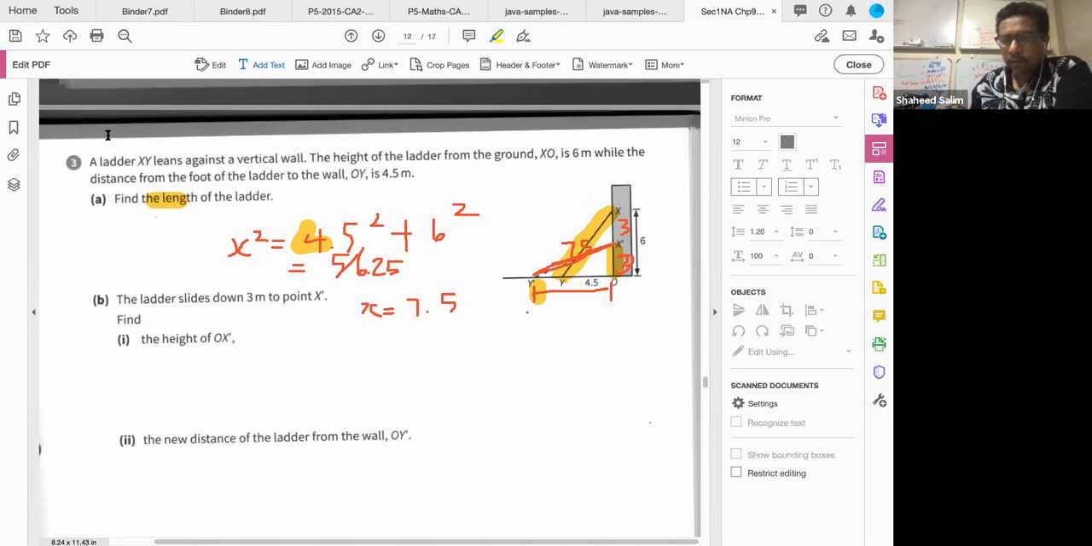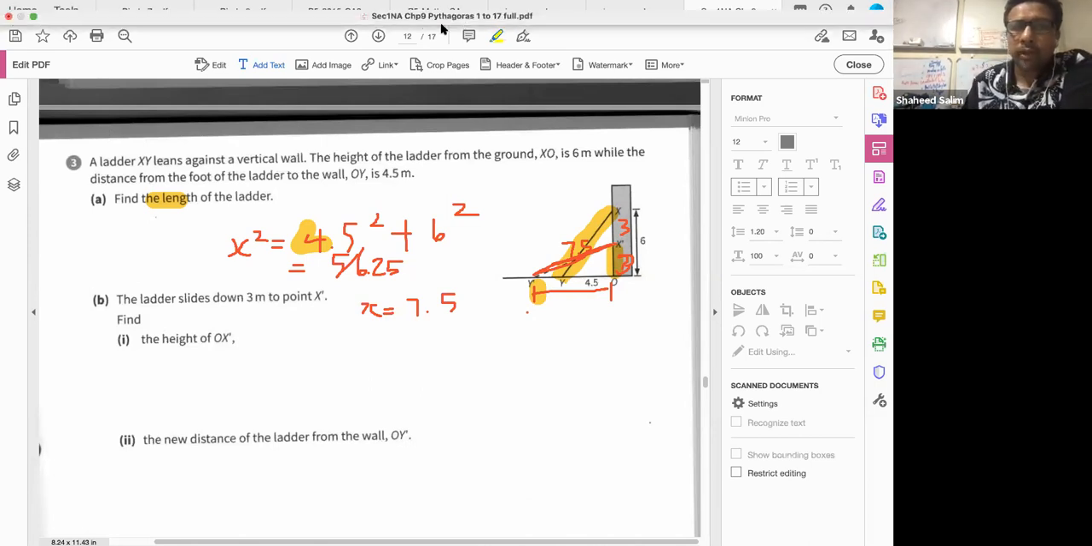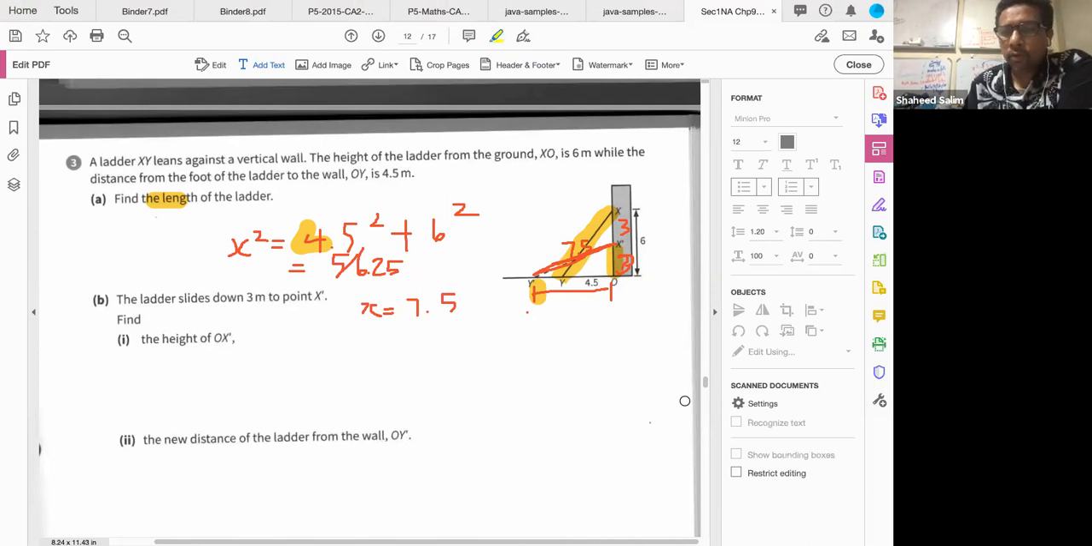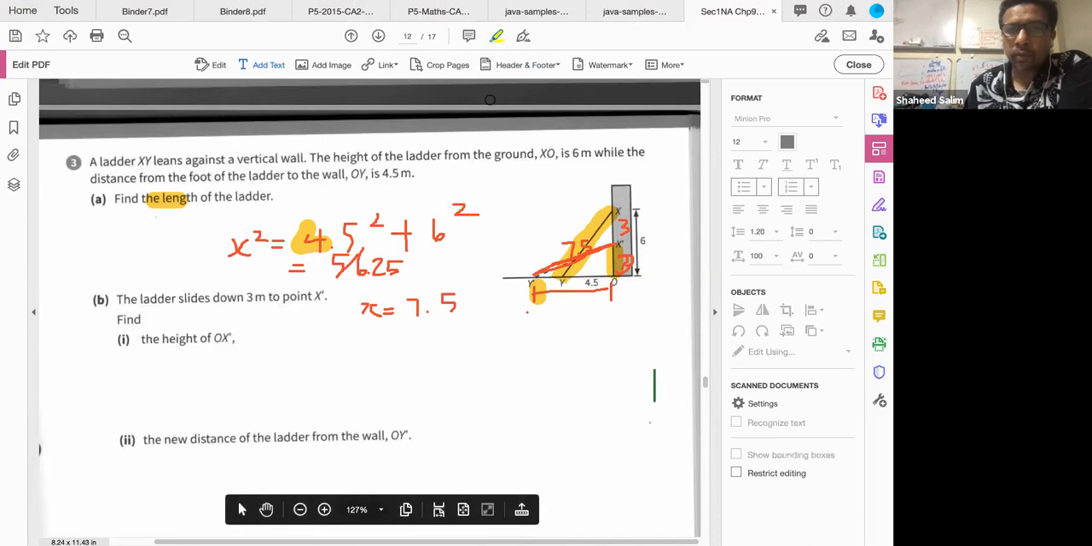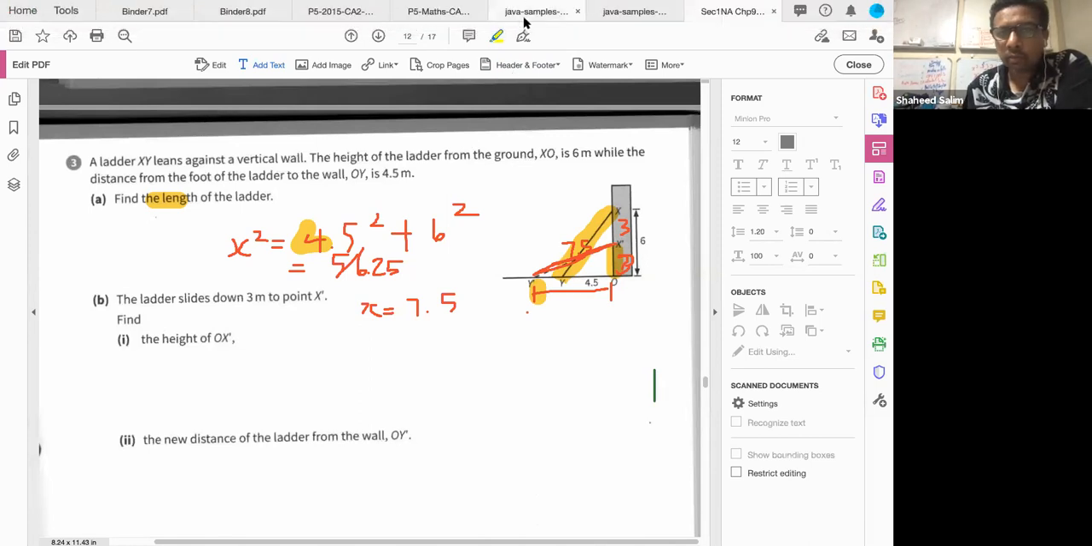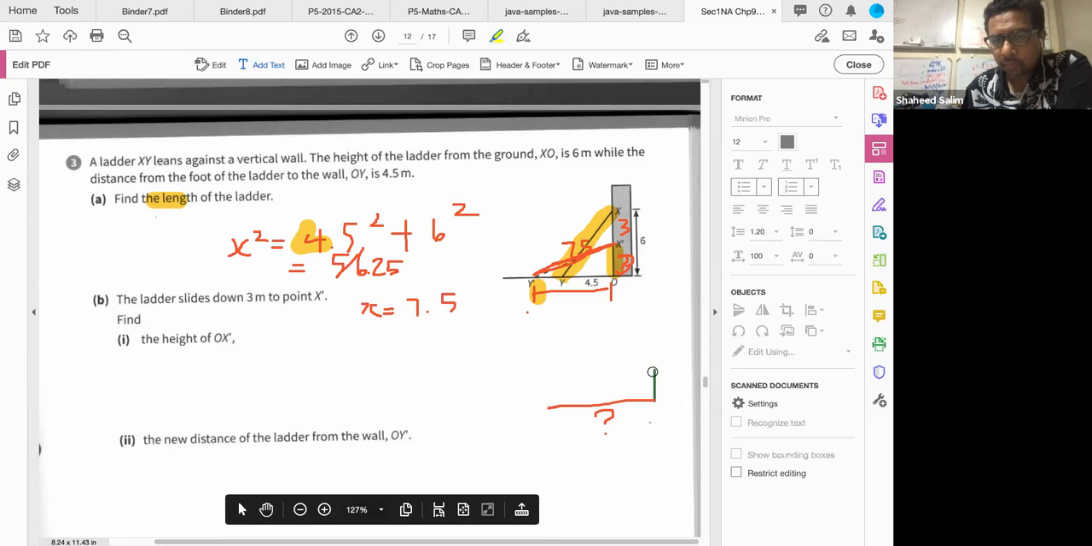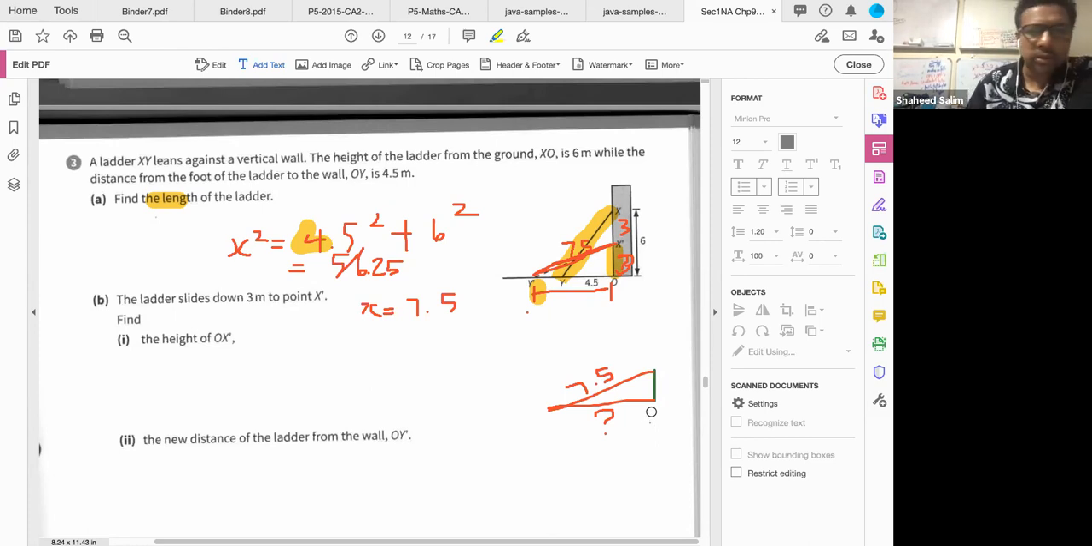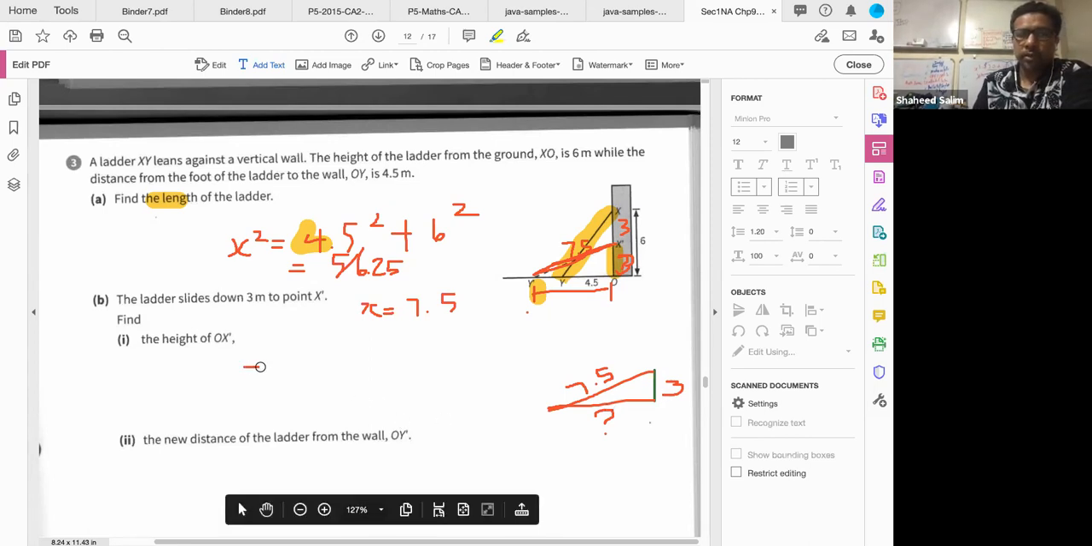So I'll draw the triangle in case you all can't see. Down here is 3. This we don't know. The ladder is 7.5, not 7, 7 is too long. Do you give 2 decimal places or 1 decimal place? This one is 3, sorry.